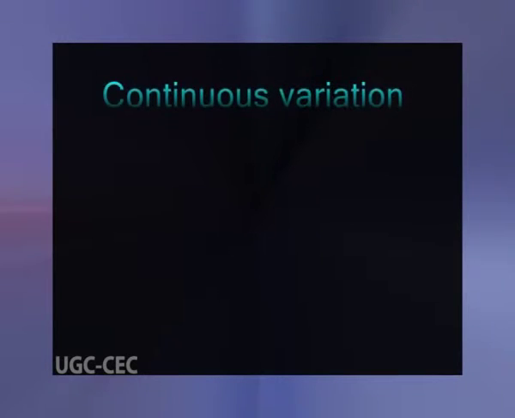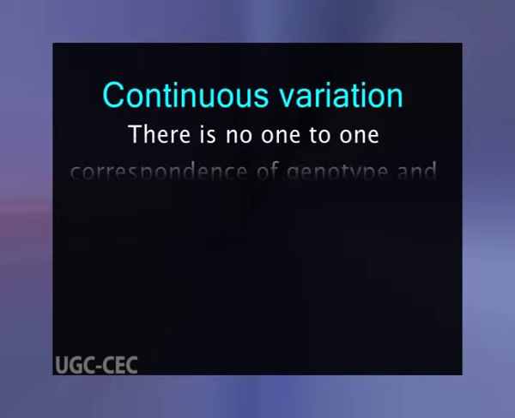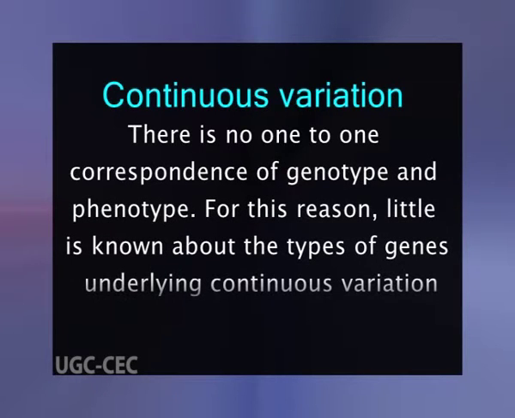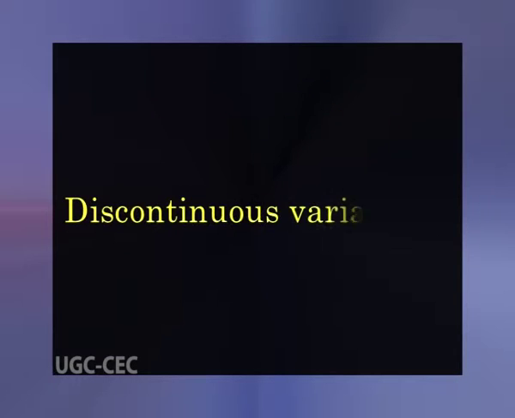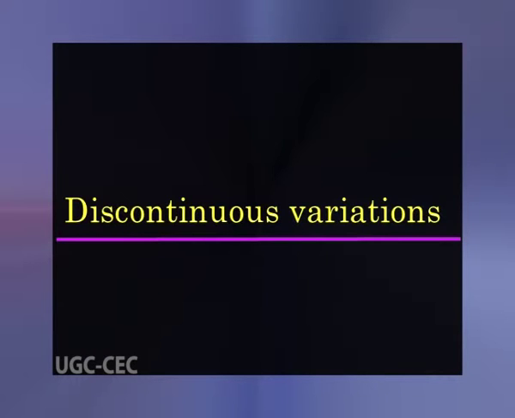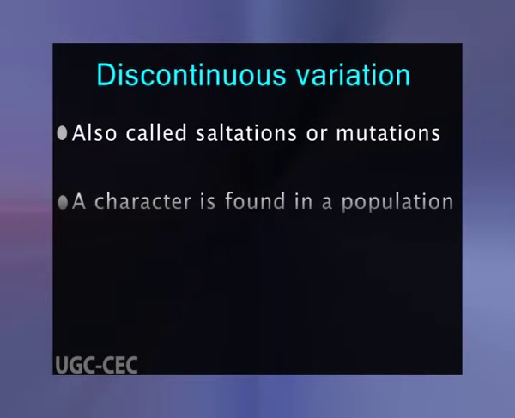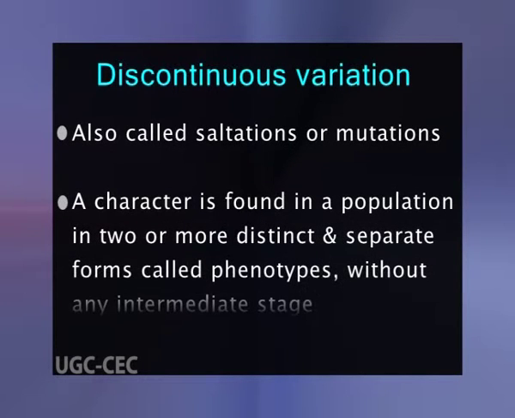In continuous variation, there is no one-to-one correspondence of genotype and phenotype. For this reason, little is known about the types of genes underlying continuous variation. Discontinuous variations. They are also called saltations or mutations. In discontinuous variation, a character is found in a population in two or more distinct, separate forms called phenotypes, without any intermediate stage. Human blood group is an example of discontinuous variation.